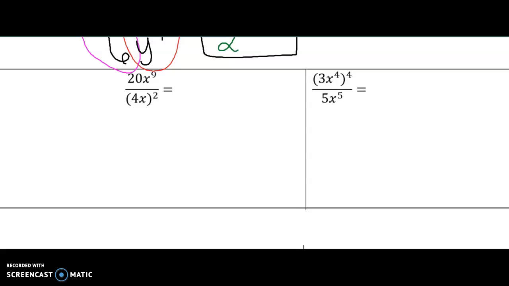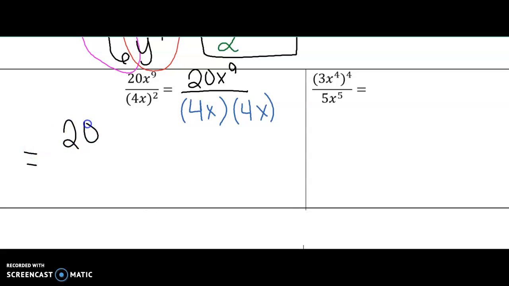Okay, so I hope you paused the video by now, and let's look at the numerator. Is there anything I can do to the numerator? There's no parentheses, there's no exponents, so no, there's nothing I can do to the numerator just yet. Now let's look at the denominator. The denominator has 4x to the second. That's exponents right there. I have 4x times 4x because it is to the second power. So now I'm gonna rewrite that. So I got 20x to the 9th over 4x times 4x.